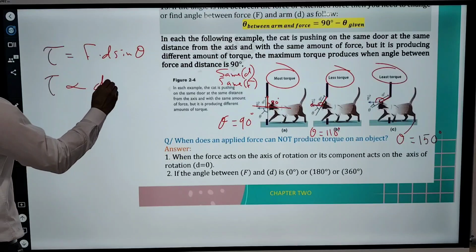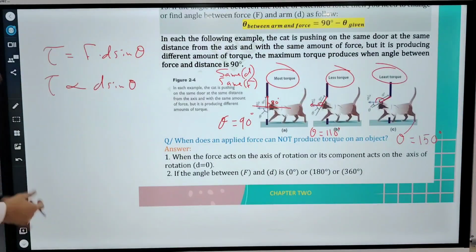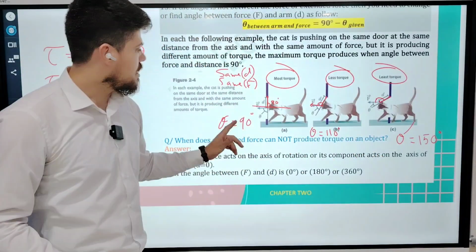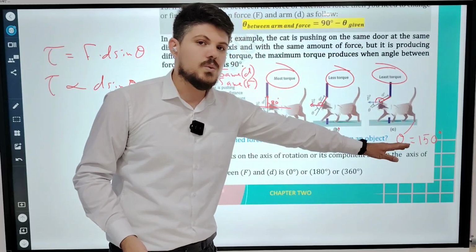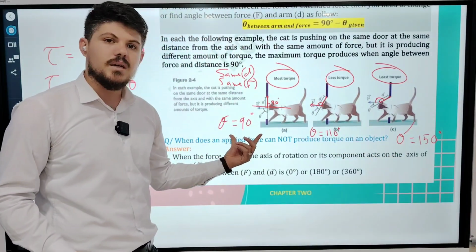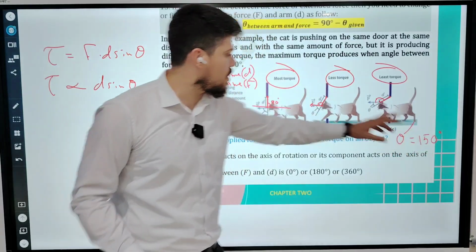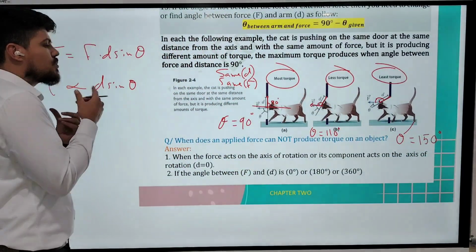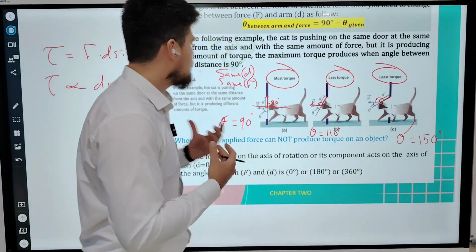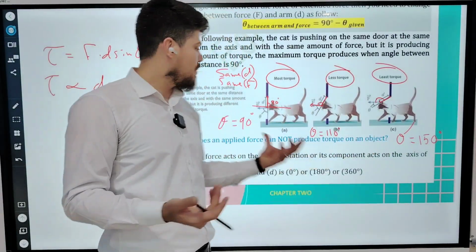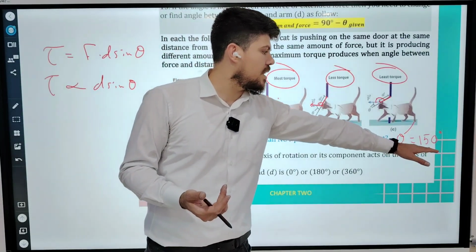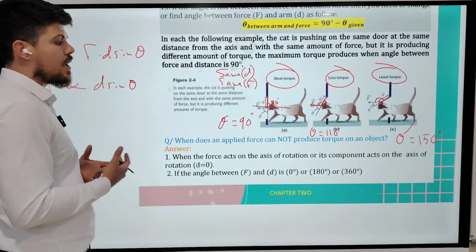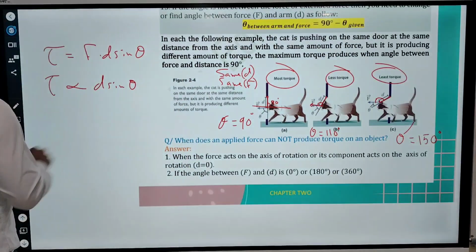Torque is directly proportional to sine theta? Yes. But with the magnitude of sine theta, not with the angle. So, which one has more torque? 90 degrees, 110, 115. Which one produces the most torque? 90. Be careful. Don't say 150, because torque is not directly proportional to the angle itself. What is sine 150? Less than 1. What is sine 90? It is 1. So that is why it produces maximum torque.